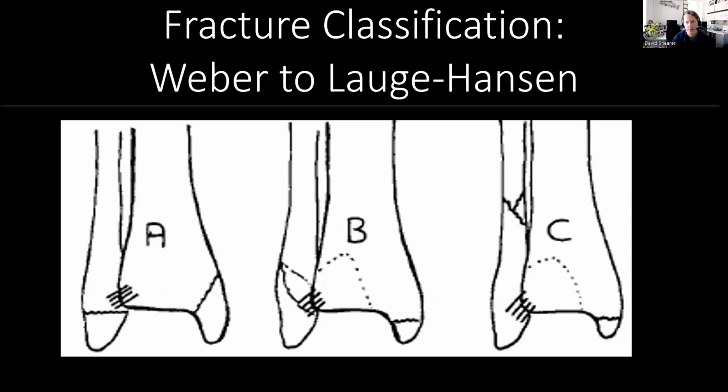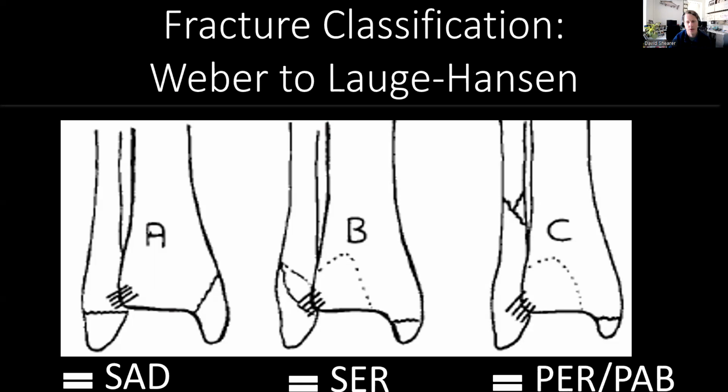Again, I don't want to belabor Lauge-Hansen, but I do think it's useful to understand how the Lauge-Hansen classification maps onto the Weber system. So the Weber A actually corresponds to the supination adduction injury. The Weber B corresponds to supination external rotation. Remember, this is the most common. And the Weber C corresponds to the two pronation injuries. There's really little that differentiates pronation external rotation and pronation abduction, except for often the more comminuted fibular fracture with the abduction variant.